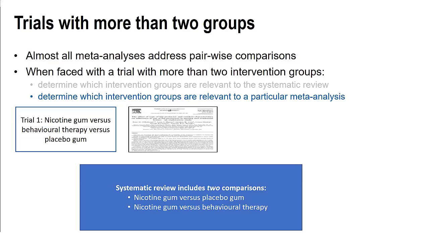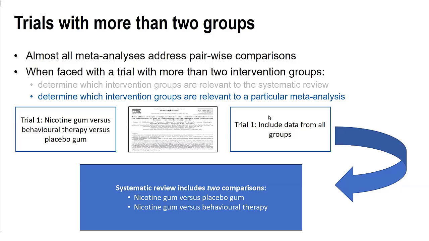So in this case, we've got these 2 comparisons and they're separate comparisons, and we can include the data from all the groups. In the first comparison, we're going to include the data just from nicotine gum versus placebo. And in the second comparison, we would include the nicotine gum versus the behavioural therapy data. So again, this is an easy situation to deal with.